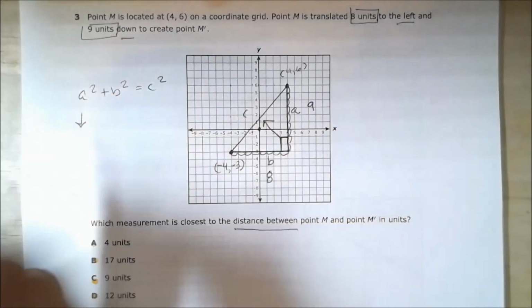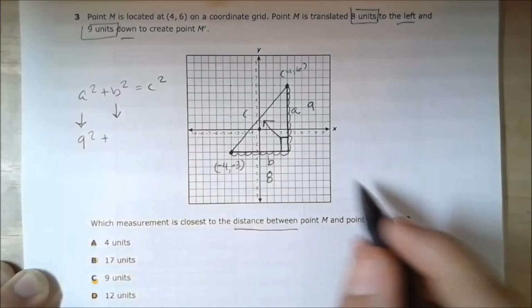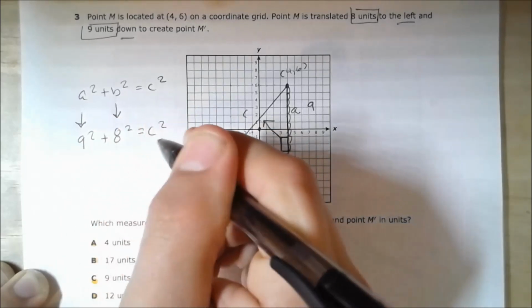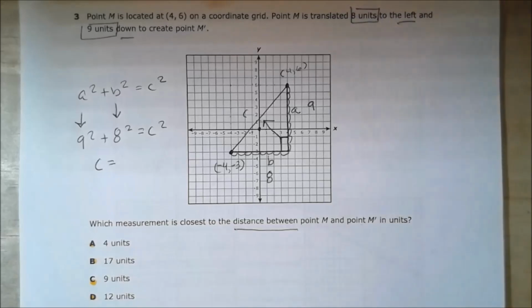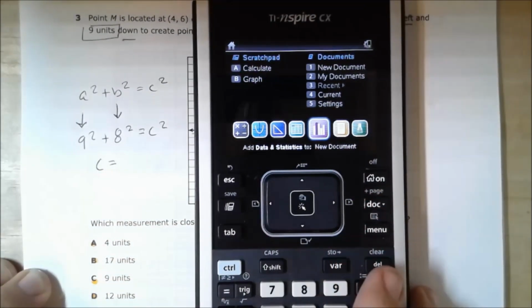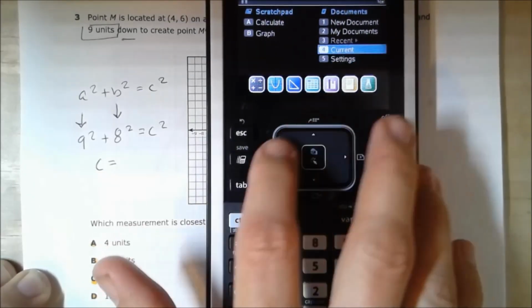So for A, I'm going to put 9 squared. For B, I'm going to put plus 8 squared. And then equals C squared. And we're solving for C. So we can go ahead and use our calculators and use Numerical Solve to do that work for us. So I'm going to go ahead and put my calculator up here. We're going to hit go to calculate.